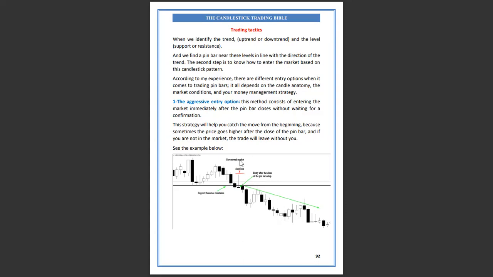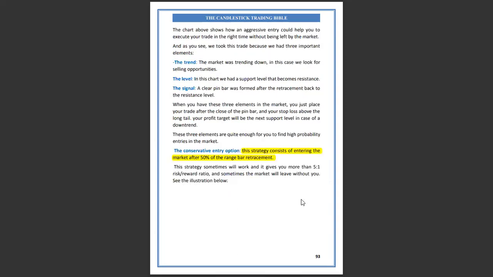So look at this setup down here. Support becomes resistance, if you know what I mean, because the price broke here, that's why it becomes resistance here. The entry is after the close of the pin bar here, and the stop loss is a little bit above the pin bar formation, and then it starts going down. This is a good risk to reward ratio to enter the market, right? The chart above shows an aggressive entry could help you execute your trade at the right time without being left by the market.